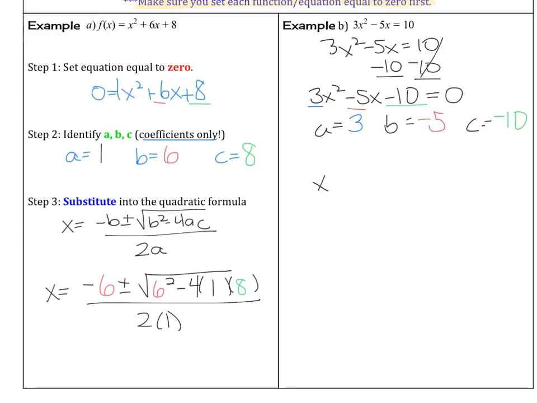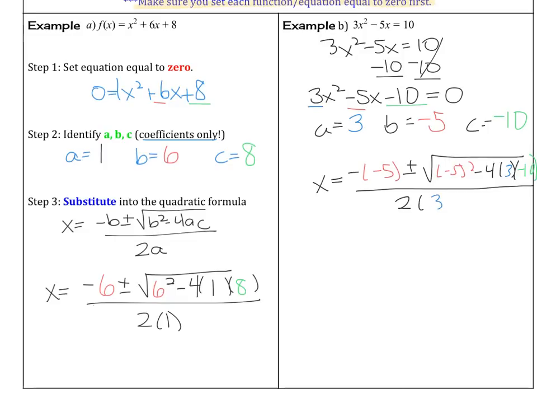So we have x equals negative negative 5 plus or minus the square root of negative 5 squared minus 4 times 3, which is our a value, times c, which is negative 10. If we didn't set it equal to 0 first, we would actually put in a positive 10, and that would be incorrect. Then we put it over 2 times 3.